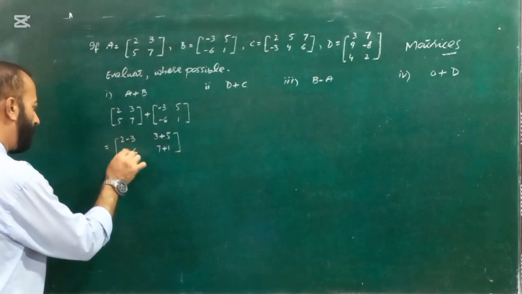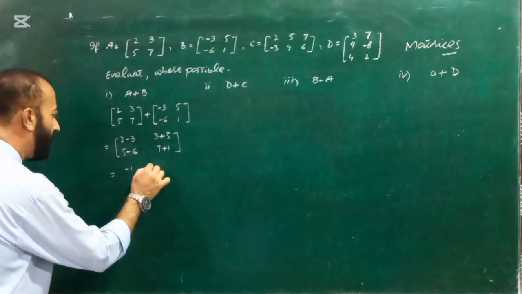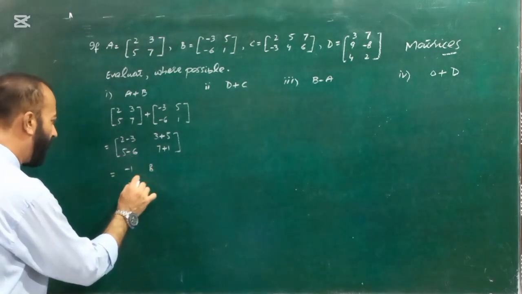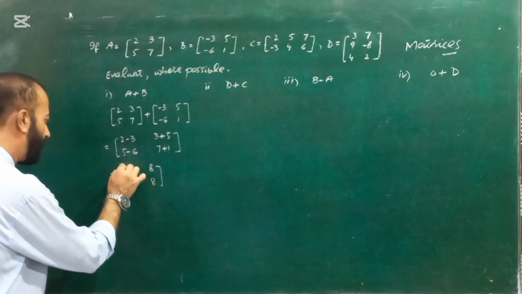And in the last step, we will solve it now. 2 minus 3 will be minus 1. 3 plus 5 will become 8. 5 minus 6 will become minus 1. And 7 plus 1 will become 8. So this is the answer.